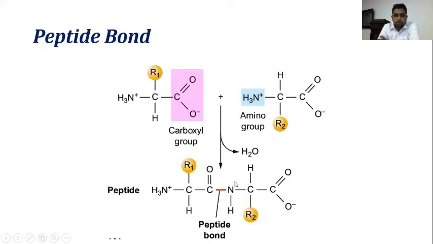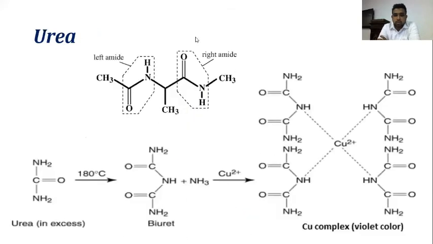So see, this is the peptide bond, a normal peptide bond, C=O NH like bonds. So when urea is heated, it can form peptide-like bonds. See, this is peptide-like bonds. It's not an actual peptide bond, but it is a peptide-like bond. Then Cu2+ can form a complex with peptide-like bonds also. So that will give again a purple color complex. So that's one limitation of this test.